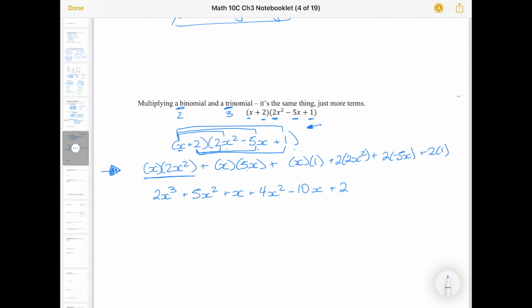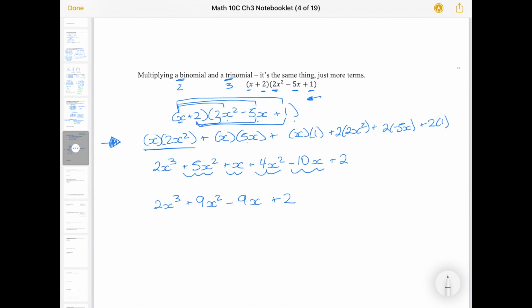Right. And now, finishing it up, I group my like terms. So my 5x squared and 4x squared. So 2x cubed plus, well, 5 plus 4, 9x squared. Then I've got plus x minus 10x, that's minus 9x plus 2. Now you may be tempted to go further, but we can't. We have fully simplified this. This would be the fully expanded form, and we would be done. Right, so that's our distributive property.